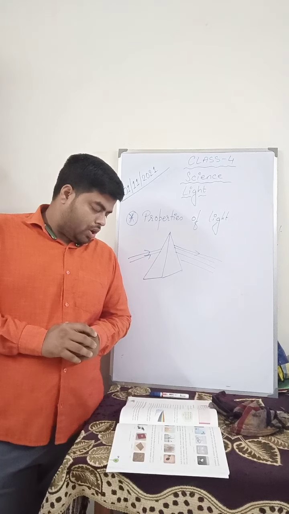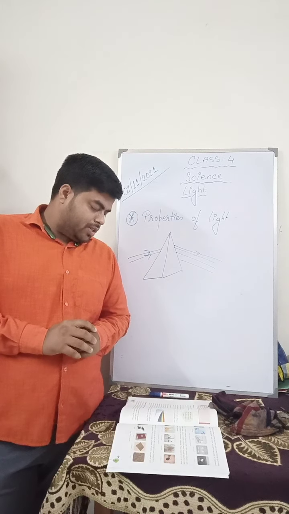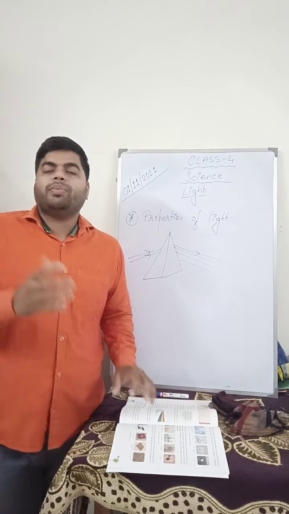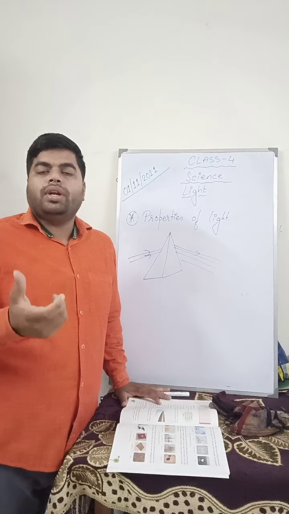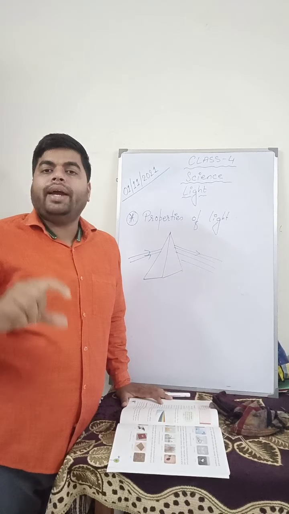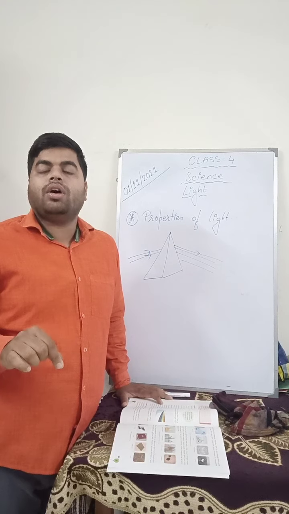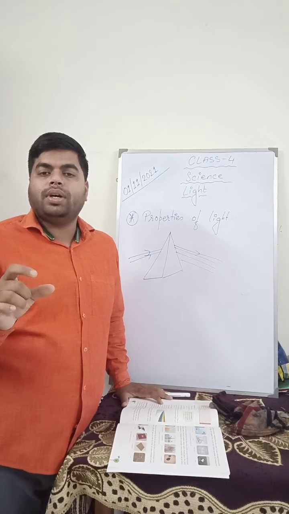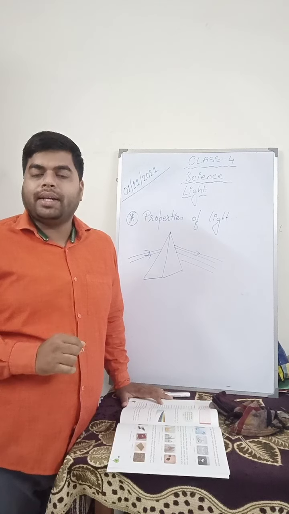That is why a straw half dipped in liquid appears bent at the boundary. Suppose you drink water or a cold drink and put a straw in the glass, you will see that the end portion which is dipped in the liquid seems to be bent at the bottom.